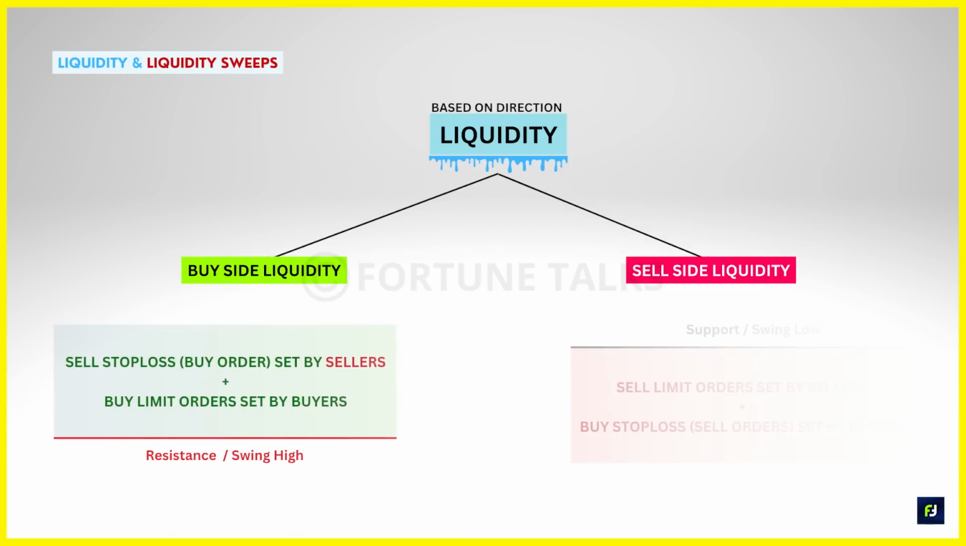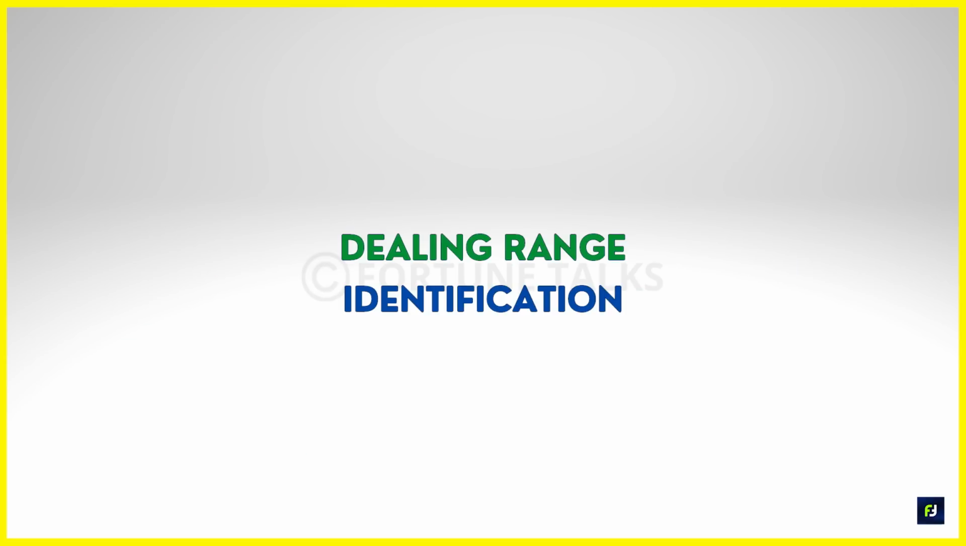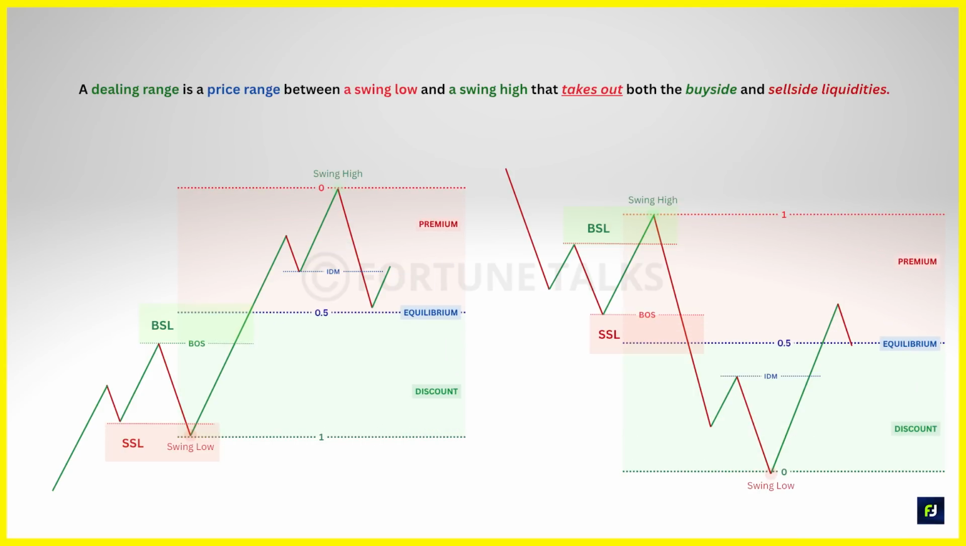Liquidity is also classified into buy side and sell side liquidities based on where the orders are accumulated and what type of orders are accumulated near a level. Now, with an understanding of the main components that make up a dealing range, let us learn how to identify one. By definition, a dealing range is simply a price range between a swing low and a swing high that takes out both the buy side and sell side liquidities.